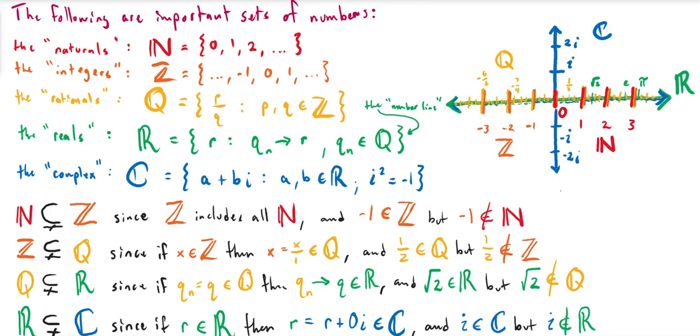Here is an attempt to depict all of those sets of numbers together. You have the real number line with the naturals and the integers marked. You've got the rationals, which are kind of filling up that number line, and you also have the extension of the complex plane out laterally from the number line.